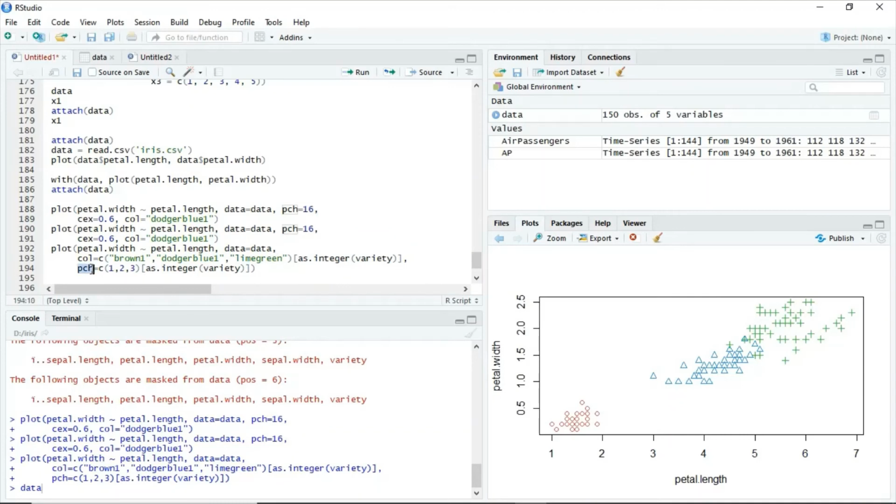Now we have the pch value. Why should I use pch value 16 or 15 or 1? Because we have three specific categories, so I should use three different kinds of pch values. Now for passing three different pch values, we have to use the c function. It means we have to combine all the values of the pch as a vector element and pass them into the pch. And then again we have to perform this conversion of the variety column.